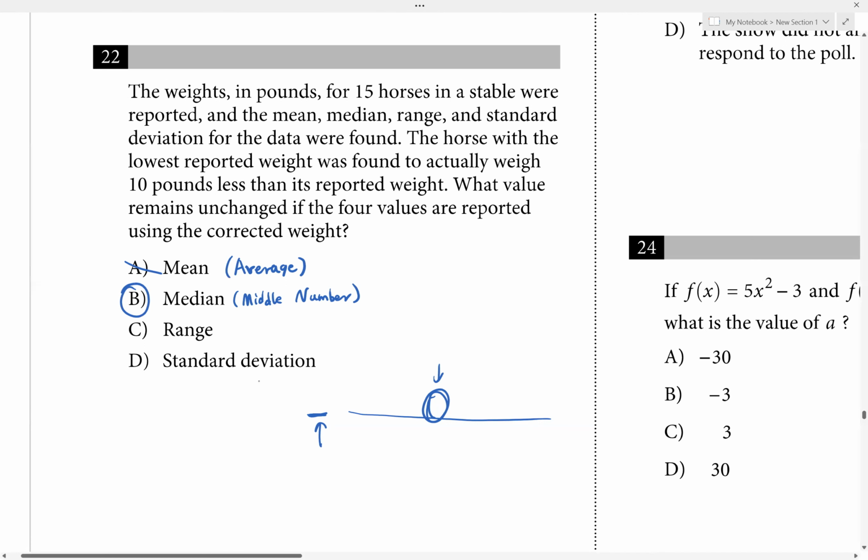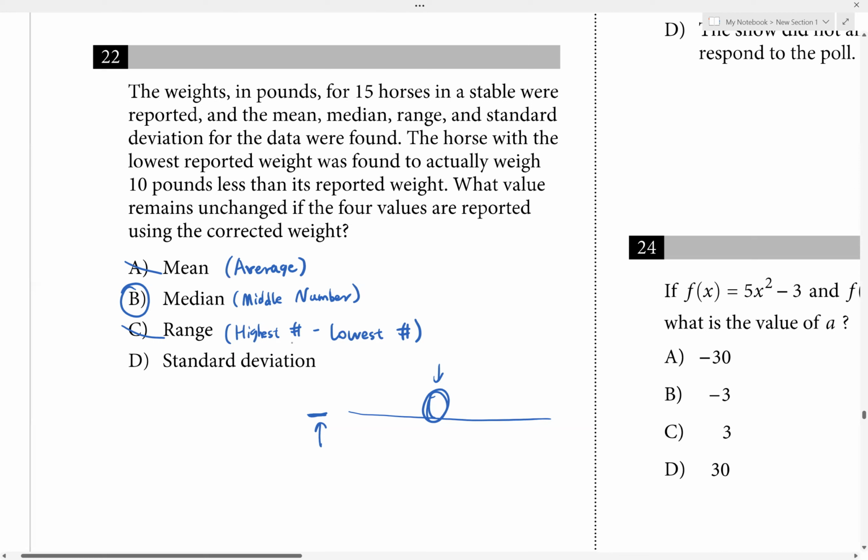And then really quickly, let's talk about the range. The range is always the difference between the highest and the lowest number. Okay, so it's the highest number minus the lowest number. Now, would this change? Well, yes, because we're changing the lowest number. So the range will change.